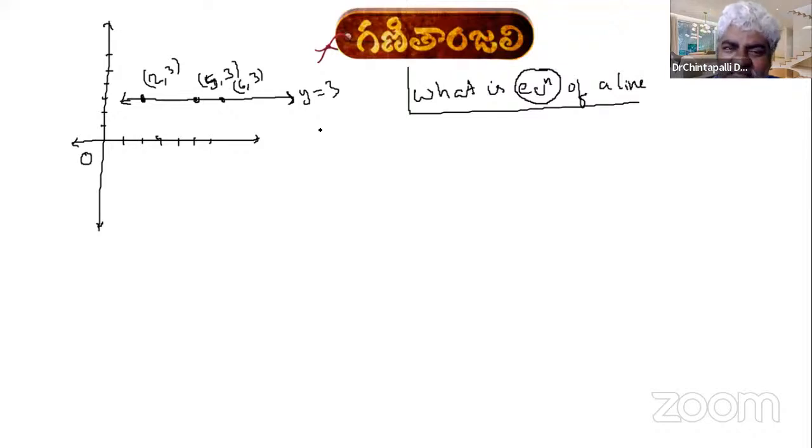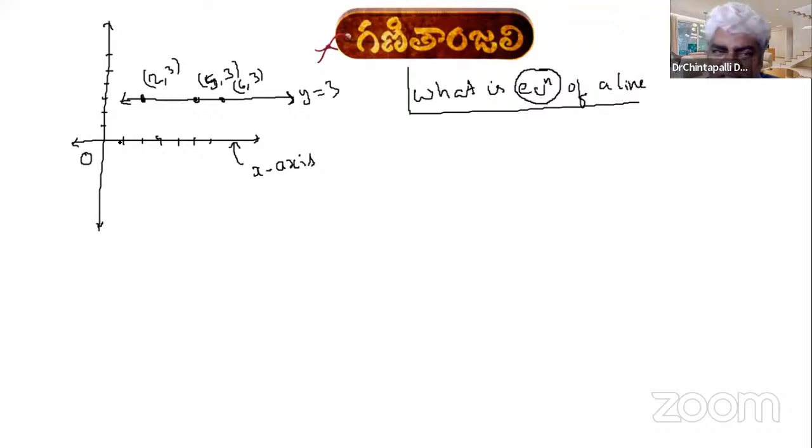Can you tell what is the equation of x-axis? Even x-axis has equation. Even y-axis has equation. Its name is x-axis, of course. Name of this line is x-axis. Clearly, name of this line is positive x-axis. Basically, it is x-axis. What is the equation of x-axis?